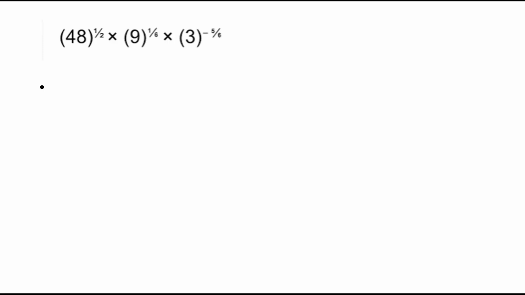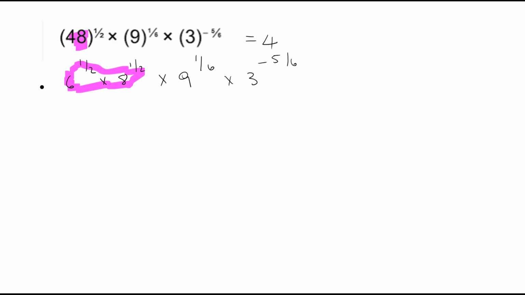Let's see if the answer to this one is 4. Okay, we could just do that. Now, let's move it along a bit quicker this time. We've got 6 to the power of a half times 8 to the power of a half. That's this term. And then we've got 9 to the power of a 6th. And I'm just going to leave 3 to the power of negative 5/6 for the moment.